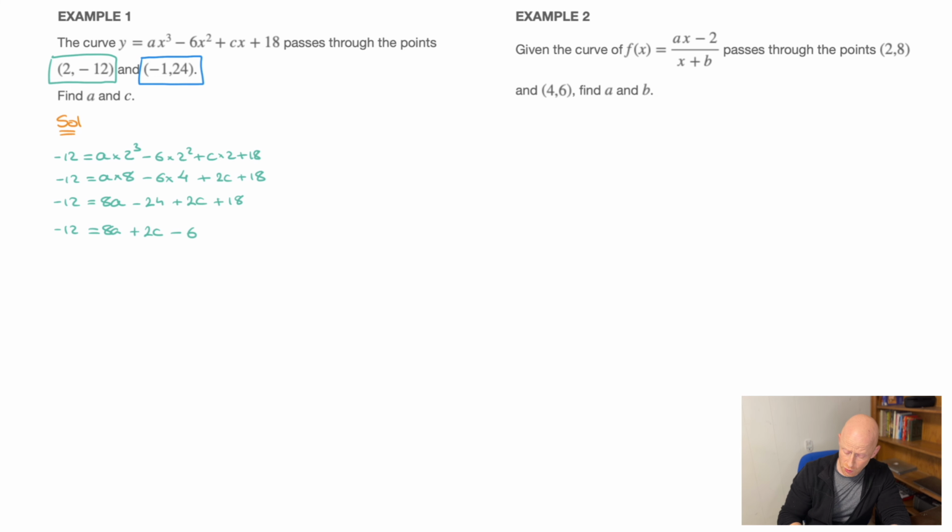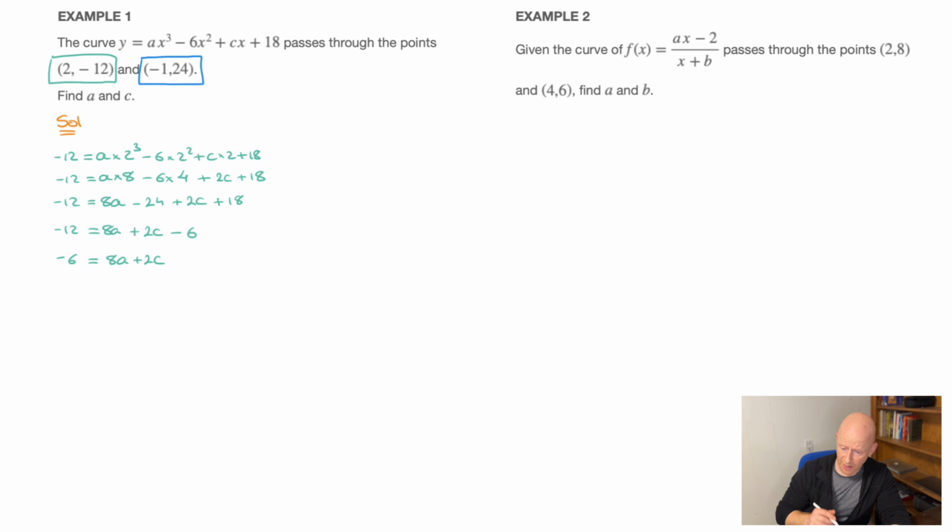Now I make sure that the two unknowns, a and c, are alone on one side of the equation, and for that I'll get rid of this 6 that's being subtracted from the right-hand side, and I do so by adding 6 to both sides of this equation. And so on the left-hand side I'll have -12 plus 6, which is -6, and on the right-hand side I'll have 8a plus 2c minus 6 plus 6, so that's just 0.